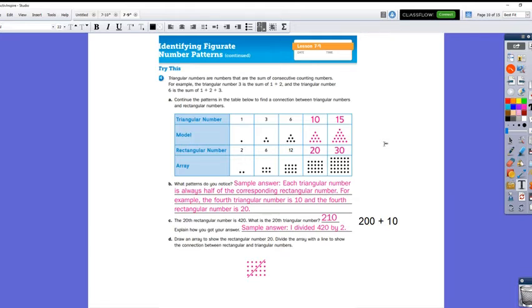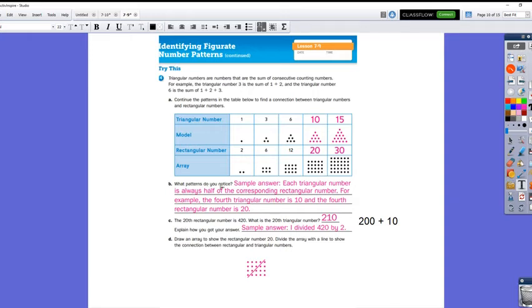Continue the pattern in the table below to find a connection between triangular numbers and rectangular numbers. All right, the triangular numbers are 1, 3, 6, and then 10 and 15. In the model, you've got 1 dot, 3 dots, 6 dots, and then 10 dots put in a triangle here, and 15 dots put in a triangle here. Rectangular numbers: 2, 6, 12, 20, 30. And here are the arrays for those.